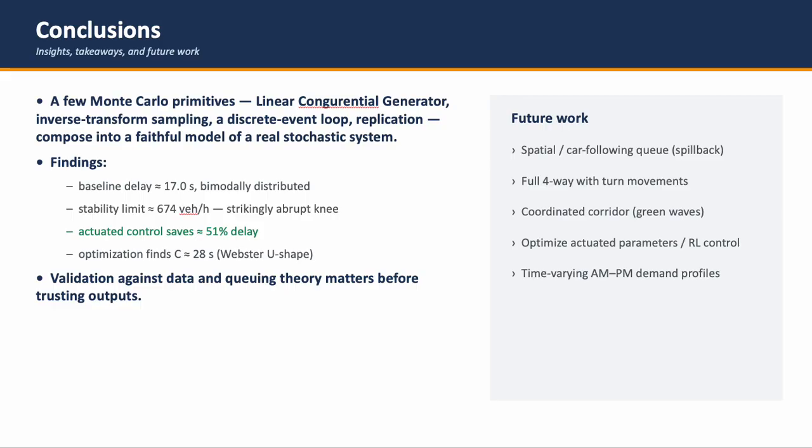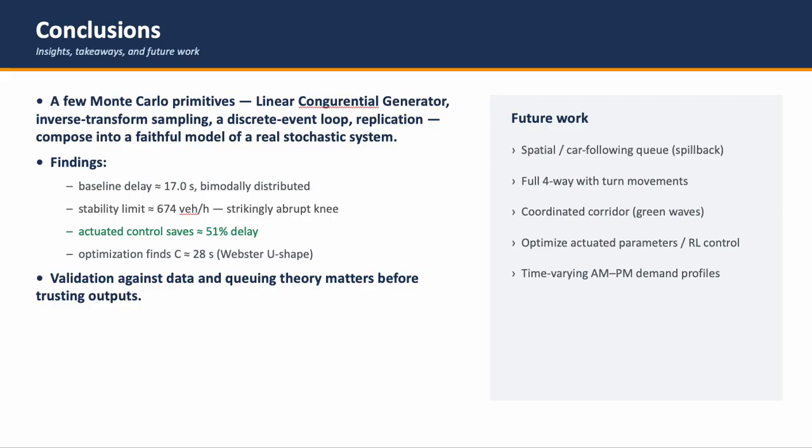Concretely, the baseline intersection averages about 17 seconds of delay with a bimodal distribution. The stability limit sits right at 674 vehicles per hour with a strikingly abrupt knee. Actuated control saves about 51% of delay, and optimization lands on a 28-second cycle, recovering the Webster result.